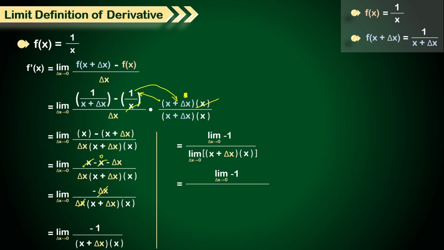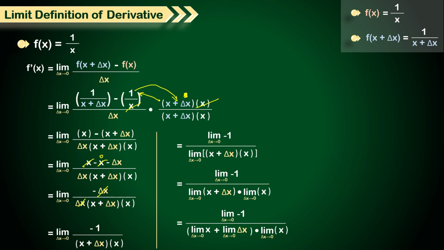Limit of x plus delta x as delta x approaches 0 multiplied to the limit of x as delta x approaches 0. Rewrite the numerator and apply limit properties in the first factor of the denominator, which is x plus delta x. It is equal to the limit of x as delta x approaches 0 plus the limit of delta x as delta x approaches 0, multiplied to the second factor of the denominator, which is the limit of x as delta x approaches 0.